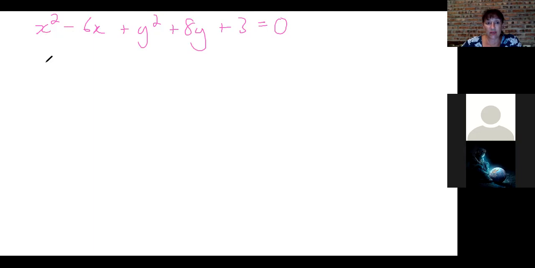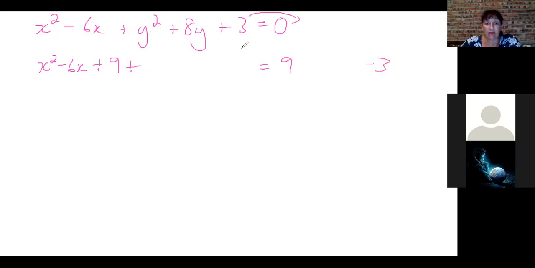Okay, so you keep your x's together. Leave a gap because you're going to add something and then add it to the other side. What do you add? You take a half of the coefficient of x. So half of 6 is 3, and 3 squared is 9. And if you add 9 to one side, you add it to the other. This 3 needs to jump over, by the way.